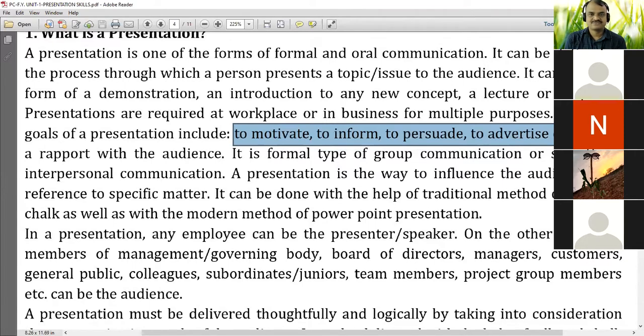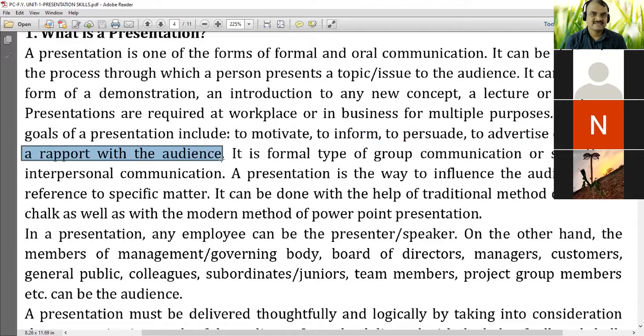Yes or no? Yes, sir. Then, to build rapport with the audience. This rapport building is creating goodwill with the audience, maybe with the clients, consumers. That goodwill matters a lot, and goodwill cannot be created or maintained without the help of communication.